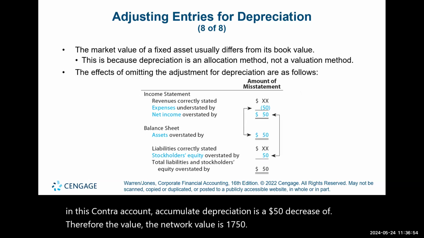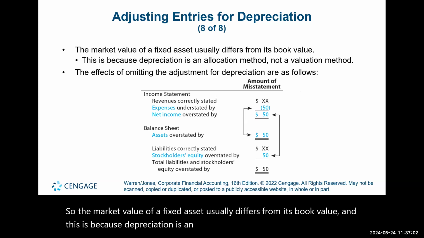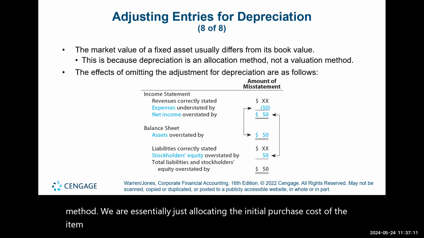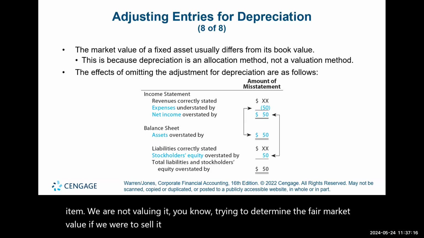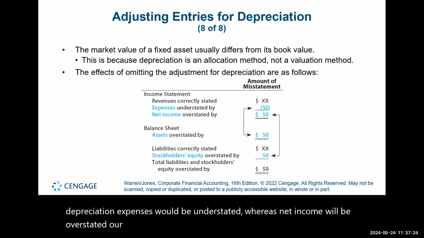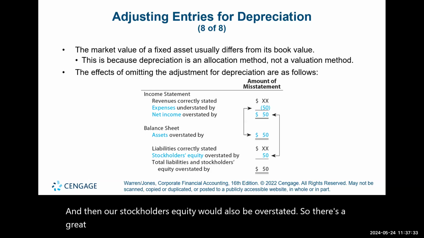So the market value of a fixed asset usually differs from its book value. And this is because depreciation is an allocation method. It is not a valuation method. We are essentially just allocating the initial purchase cost of the item. We are not valuing it, trying to determine the fair market value if we were to sell it. So the effect of omitting the adjustment for depreciation, expenses would be understated, whereas net income will be overstated. Our assets would also be overstated. And then our stockholders' equity would also be overstated. So there's a great impact when these adjusting entries are not recorded.